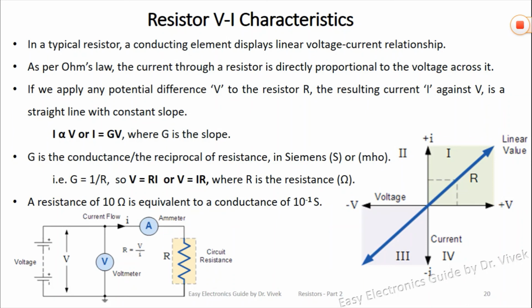The ideal voltage current characteristics is shown here, which has a constant positive slope. The slope is the reciprocal of resistance. This reciprocal of resistance is known as conductance and it is represented by the letter G. The unit of conductance is Siemens or mho.